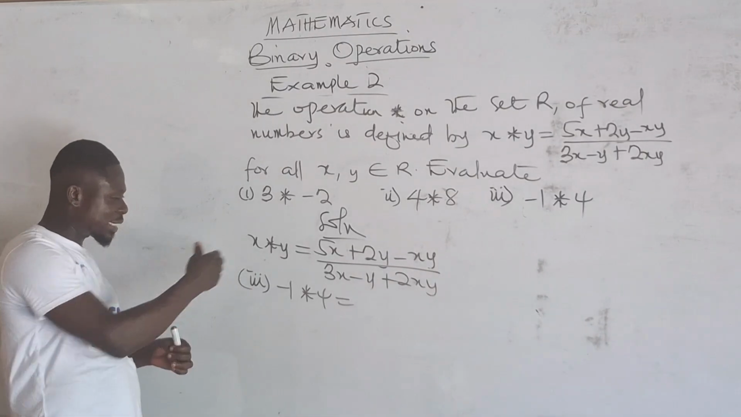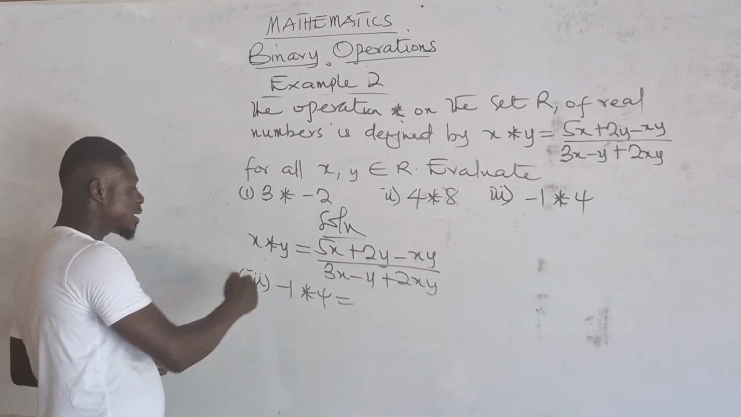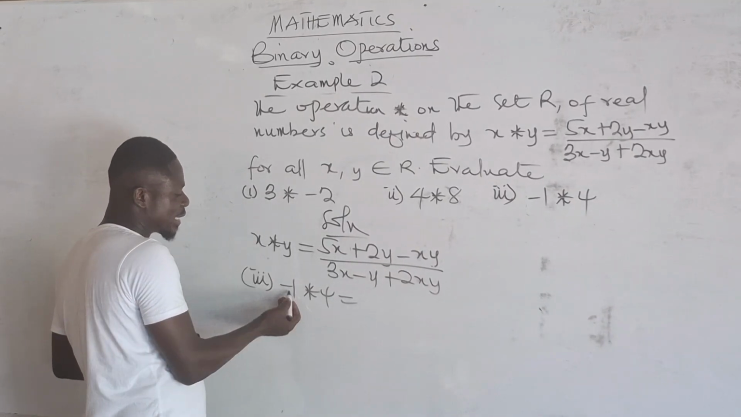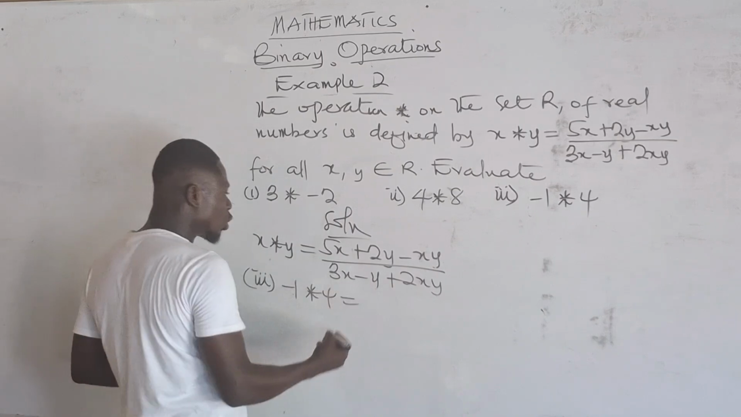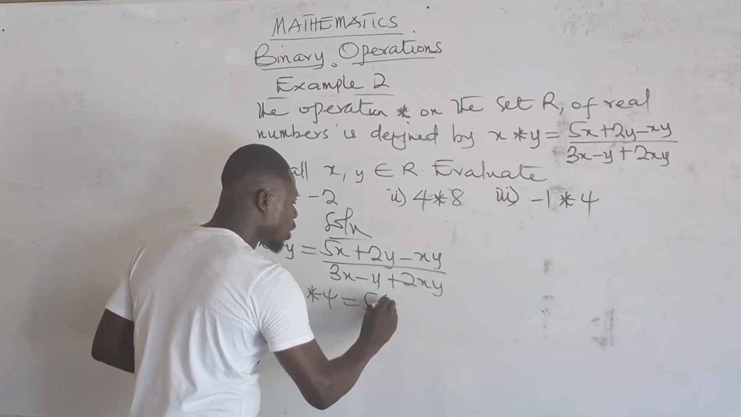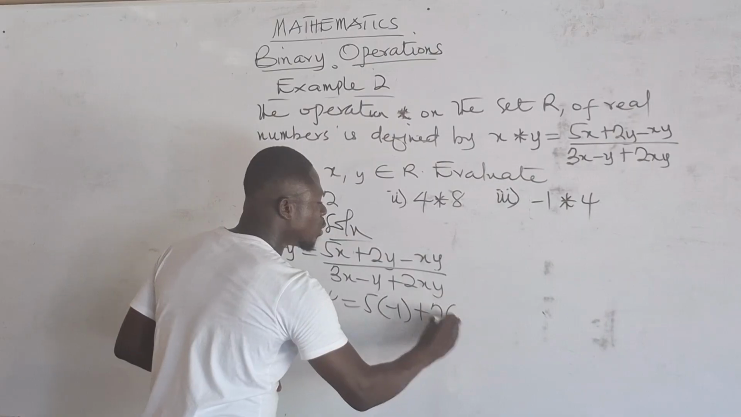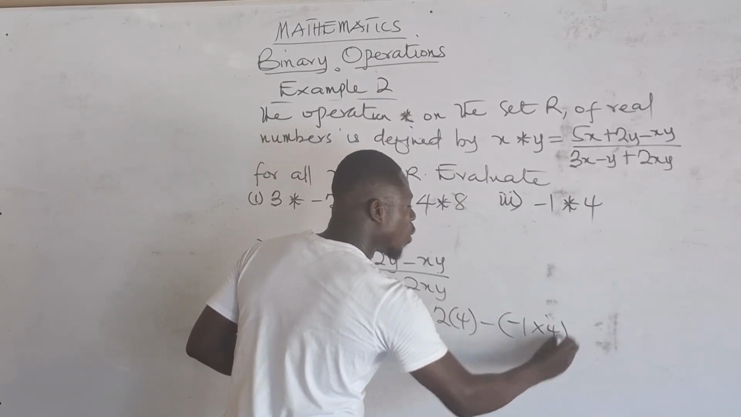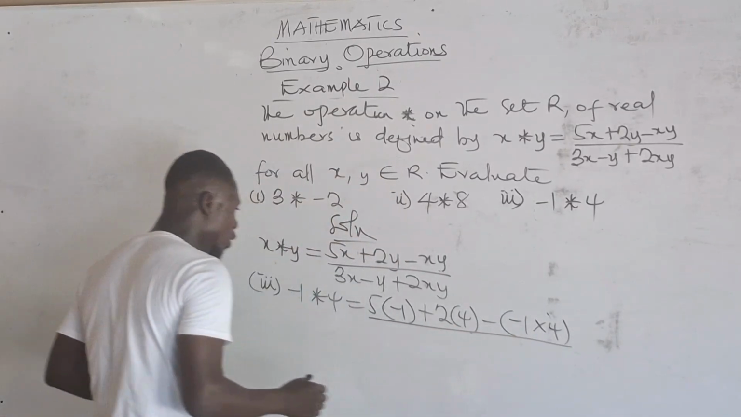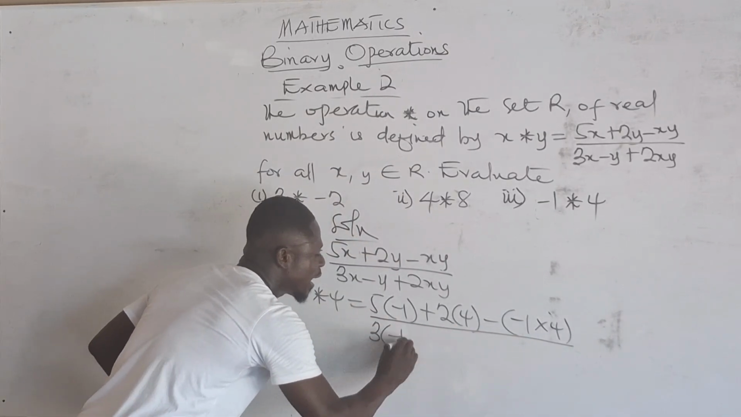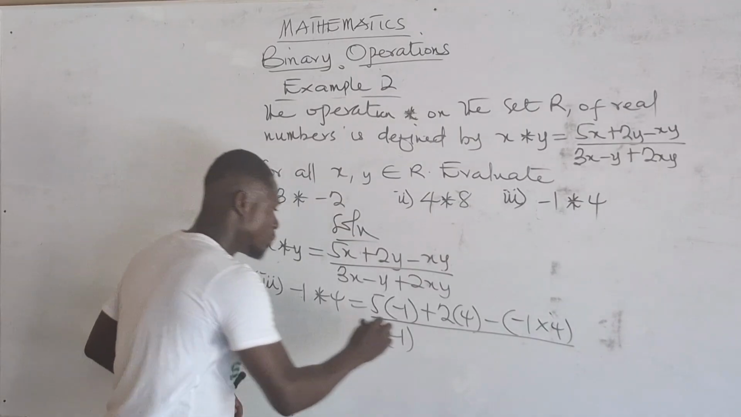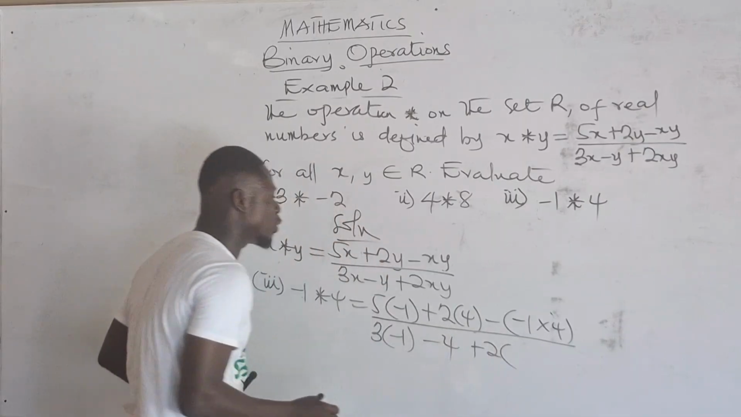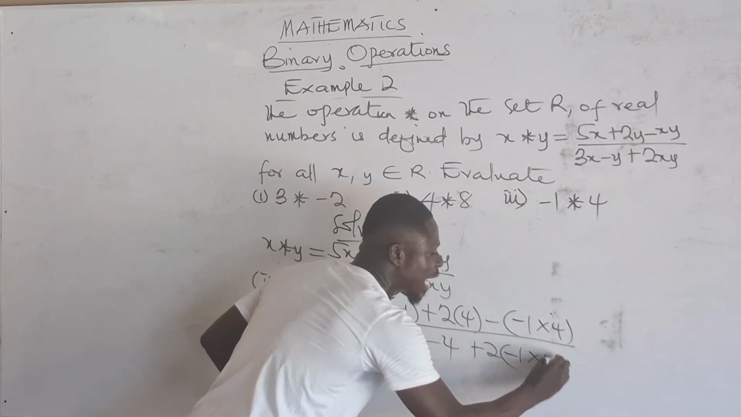Our third example, that is part iii, has the expression negative 1 star 4. So straight away, we can clearly see that our x is negative 1, our y is 4. So doing substitution, we will have 5 multiplying negative 1 plus 2 multiplying 4 minus negative 1 times 4 divided by, when we go down there, 3 multiplying negative 1 minus our y is 4 here plus 2 multiplying the product of x and y, negative 1 times 4.